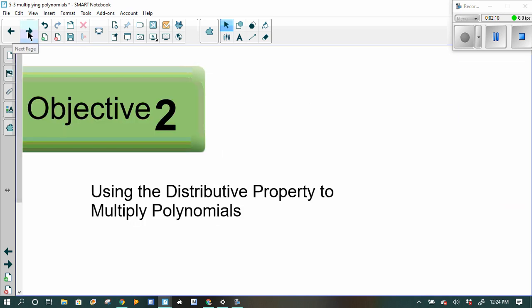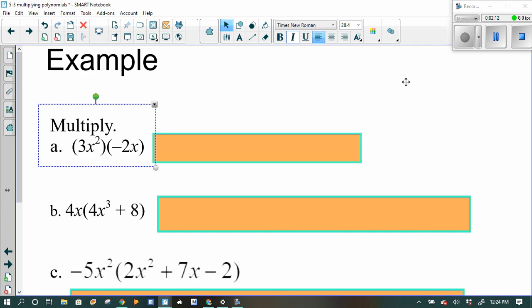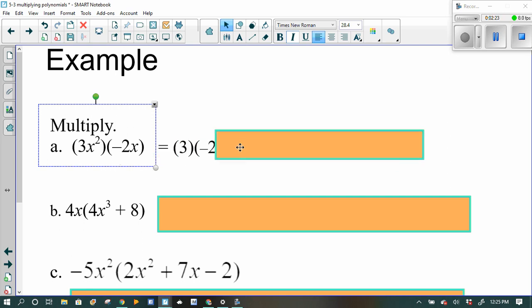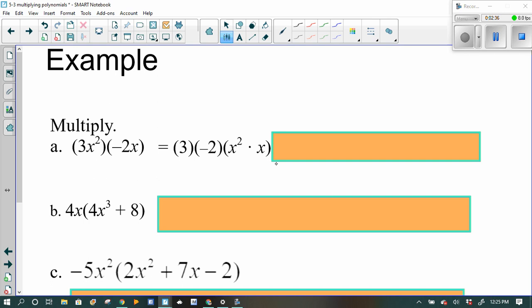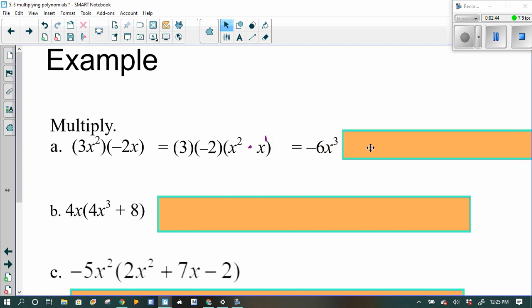All right, so what about distributive property? So what if I wanted to multiply 3x squared and negative 2x? Well, this is what we just did. This is multiplying your monomials. So we're going to multiply the numbers, so we got 3 times negative 2, and then we're going to multiply the letters, which is x squared times x. Now I can't add them, I can't combine them, but I can multiply them. Just because they're different, it doesn't matter when we're multiplying. So remember, this has an exponent of 1. So we're going to get negative 6x cubed, because 2 plus 1 is 3.